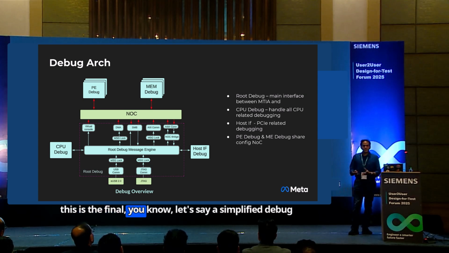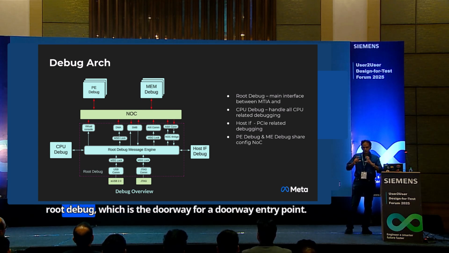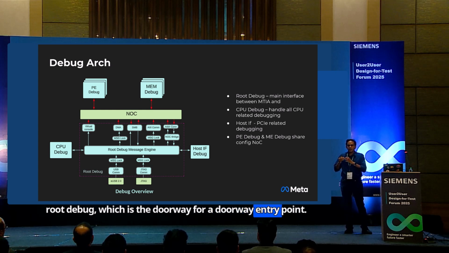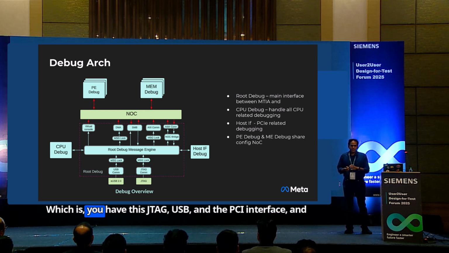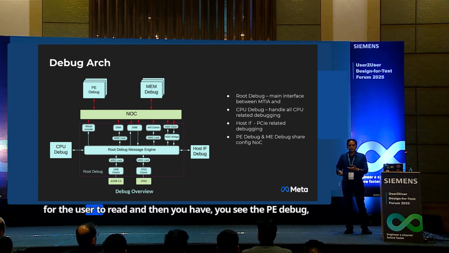Now, this is what a simplified final debug architecture looks like. What it is showing is there is a root debug, which is the doorway, the entry point, where you have JTAG, USB, and PCI kind of interfaces, and you also have a DMA SMB to move the data off this chip for the user to read.